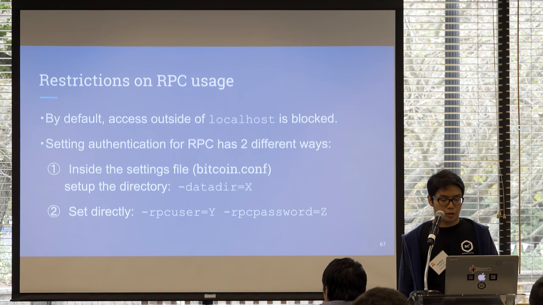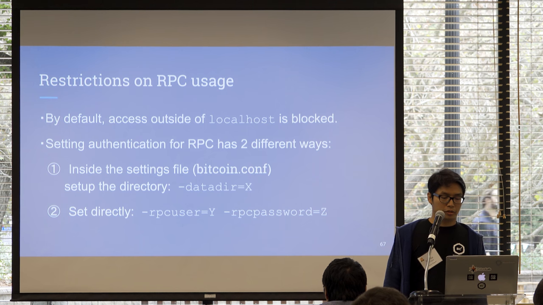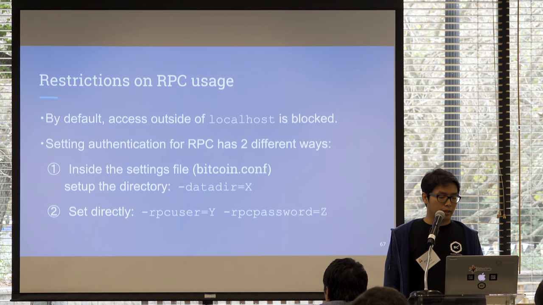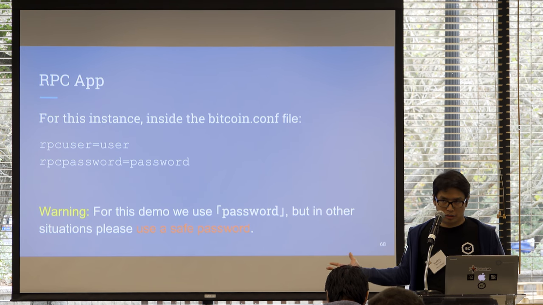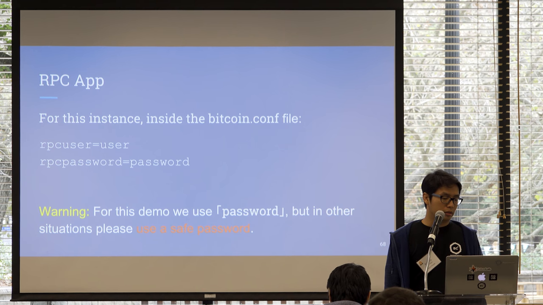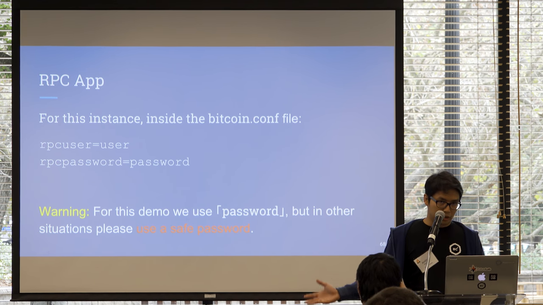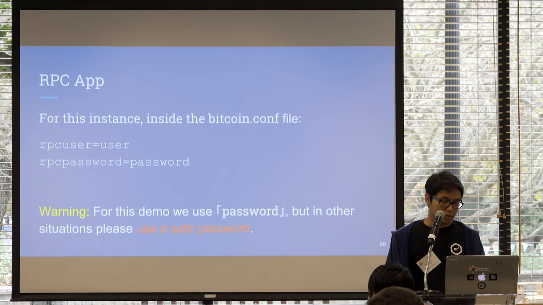So restrictions. By default, access outside of localhost is blocked. And there's two different ways for authentication. You can specify it in the Bitcoin configuration, or you go directly through the RPC user and set an RPC password. For this instance, from my example, it's already set in the Bitcoin configuration file. And of course, if you're going to do it for real, don't use password as the password.